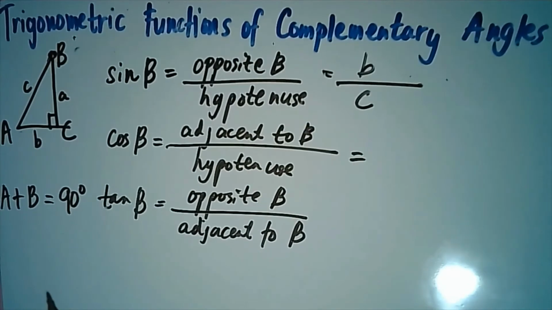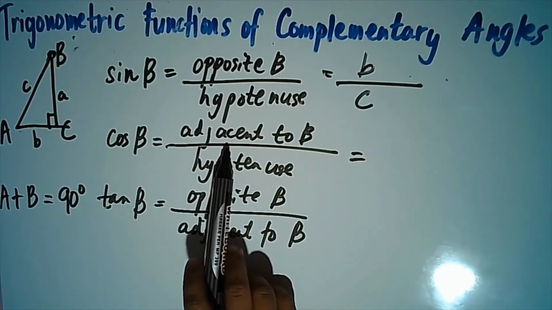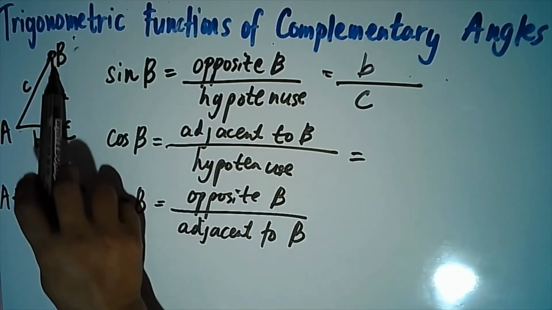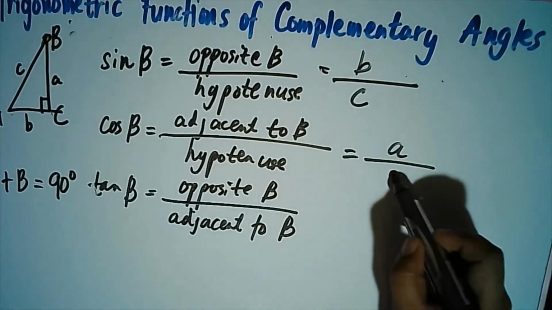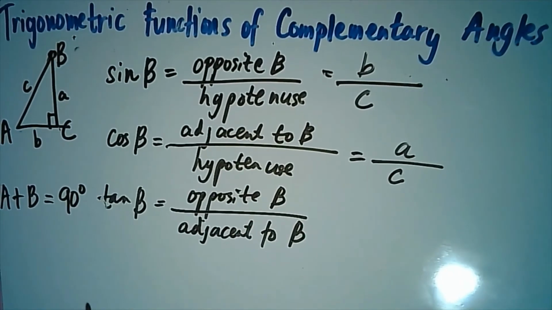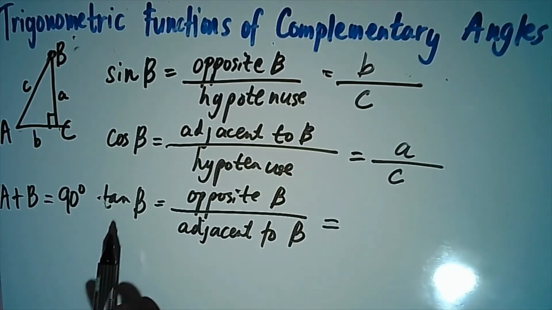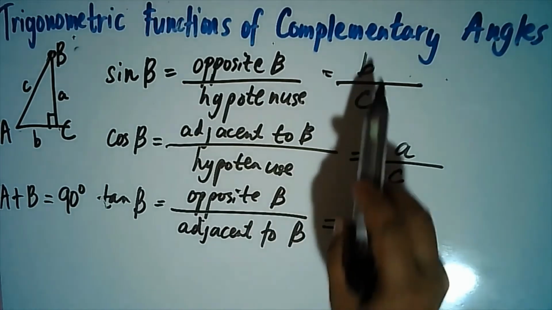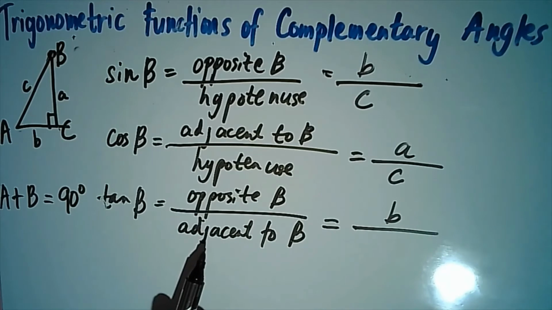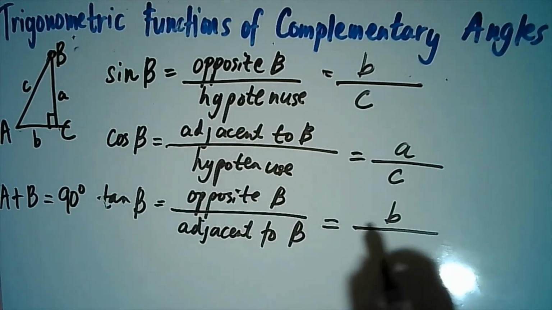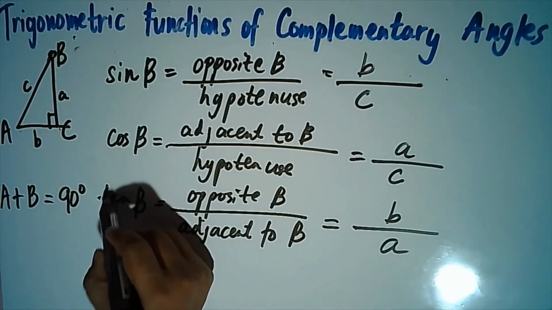Cosine B, on the other hand, is equal to the side adjacent to B. Adjacent to B is the a. The hypotenuse is c. And tangent B is equal to the side opposite B, which is the small b, and the side adjacent to B is equal to a. So our tangent B is equal to b over a.